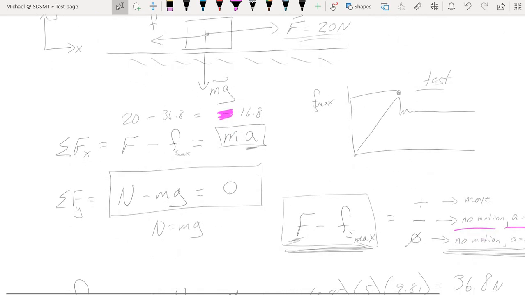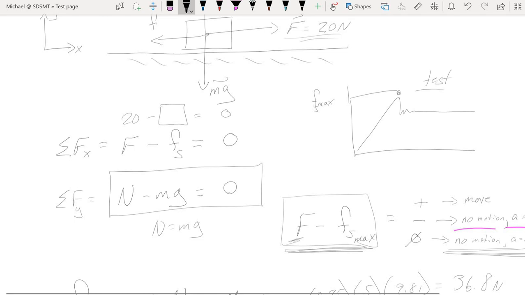This system can provide us with up to 36.8 newtons of static friction, but how much static friction do we need to remain static? And the answer to that is pretty straightforward now.